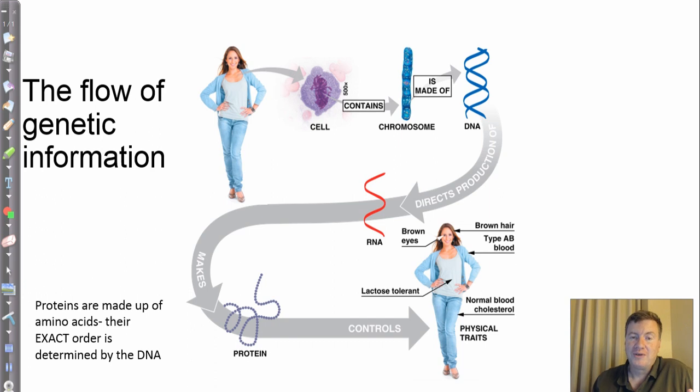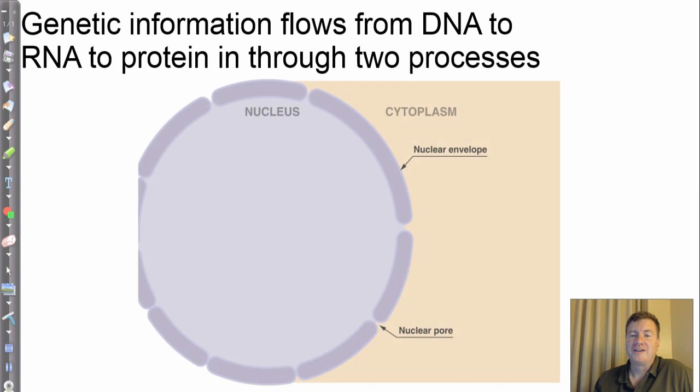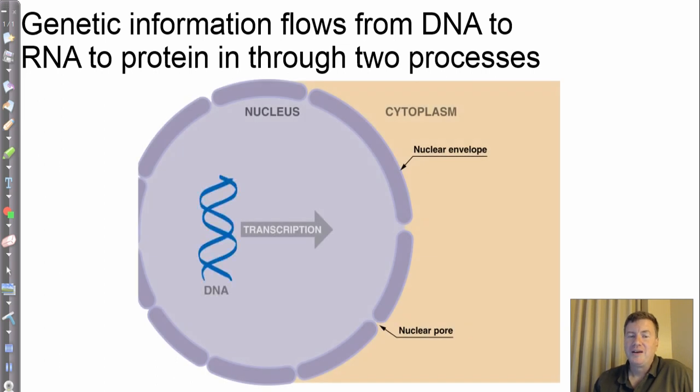And of course, where they come from, those directions came from her parents. So genetic information flows, if you will, from DNA to RNA through these two processes. And I just mentioned these before by name, but here's the DNA. By transcription, a copy is going to be made, an RNA copy is going to be made.